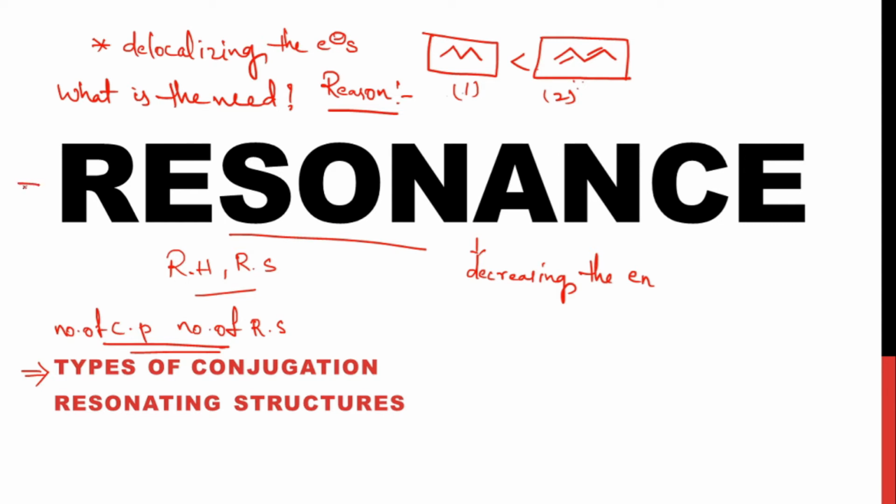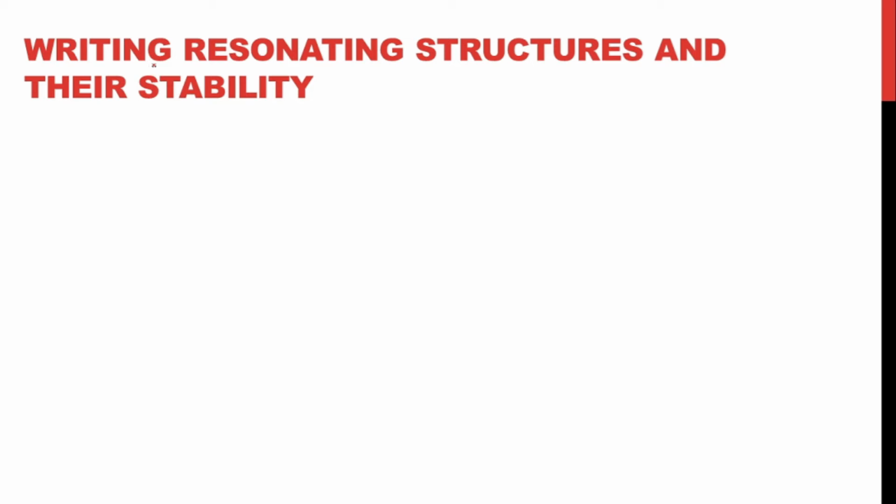Okay, now I think this reason has given more sense to the topic resonance. Coming to our main topic today, we are going to write resonating structures for different molecules and understand their stability so that we can arrange the resonating structures in the order of their stability. By writing the resonating structures for many examples, we will be able to understand this.